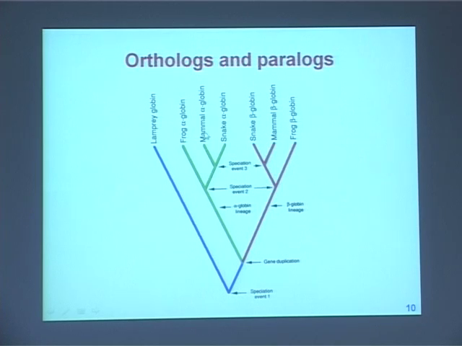So at these leaves, this frog alpha globin and mammal alpha globin are orthologues. Okay, they are orthologues. They are both alpha globins, but they're in different species. And mammal alpha globin and mammal beta globin, they are paralogs. They are in the same species, in mammals, but we have two copies of the same gene.